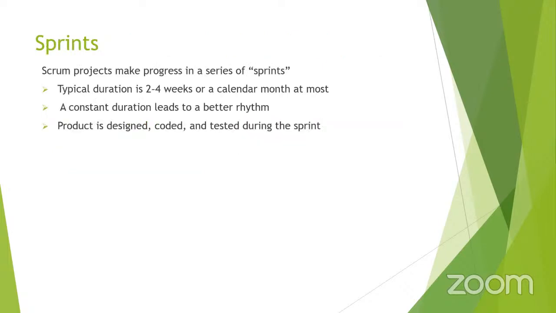Similarly, in Scrum, we will be talking about sprints. So a Scrum project makes progress in terms of sprints. A sprint is 2 to 4 weeks, or at least a calendar month. In our company, we use monthly sprints. A constant duration leads to a better rhythm. For example, if we are doing it every month without fail, then we will be able to say, okay, this is what we need. And a product is designed, coded, and tested during the sprint.